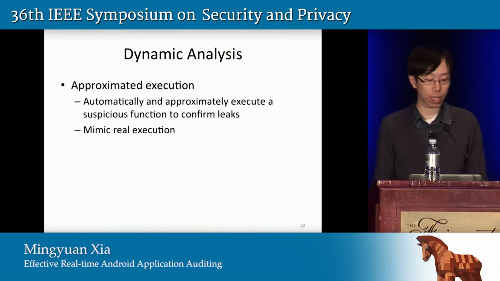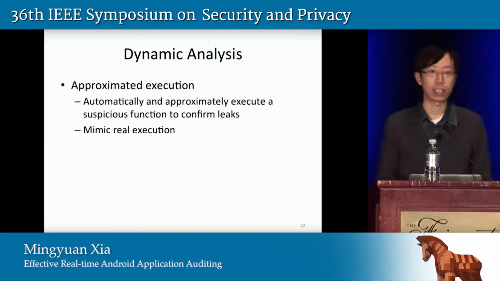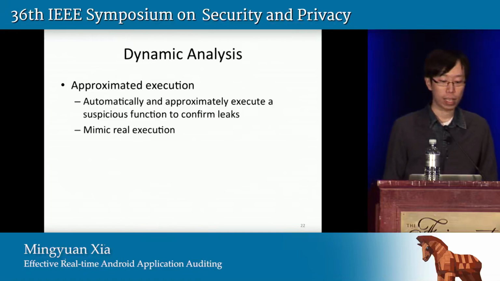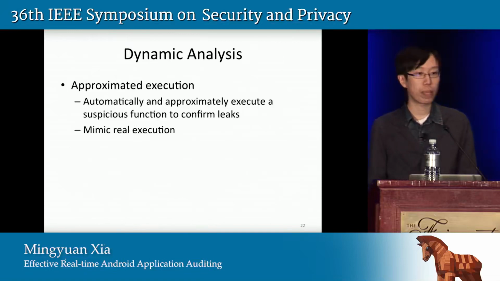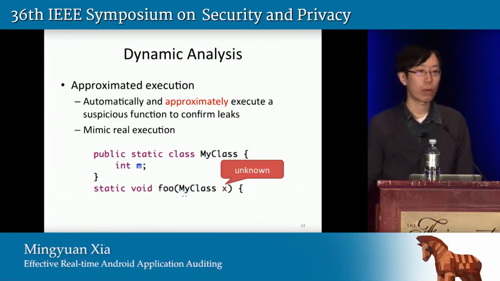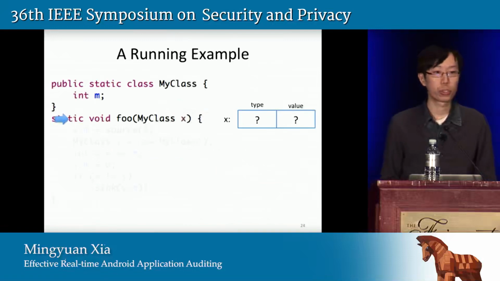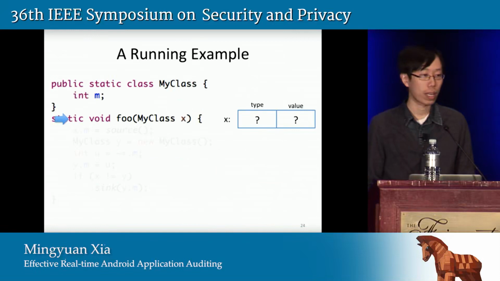It's called approximated execution, and the high-level description of it is to automatically and approximately execute a suspicious function to confirm that the data will be leaked. Its goal is to mimic the real execution of the function. It's approximate because when we are executing a function without any knowledge of its user inputs, we will have unknowns, which is not real. Here, I will show you a running example showing how this approximated execution happens.